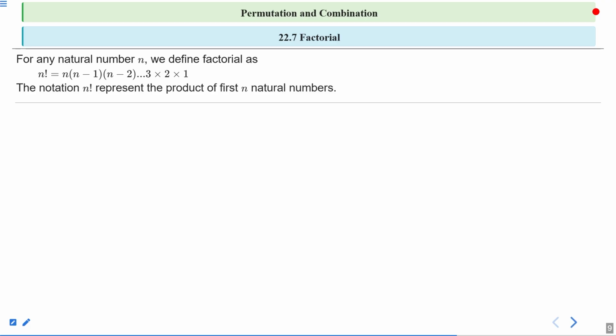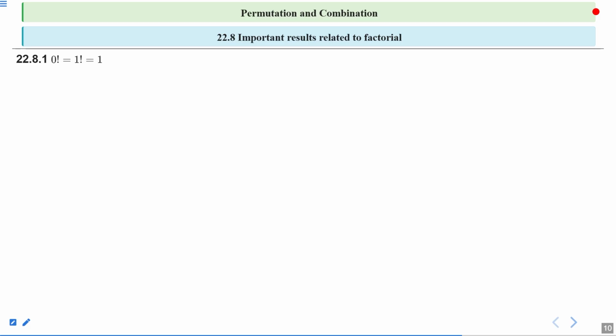Factorial: for any natural number n, we define factorial as n factorial equals n into n minus 1 into n minus 2 dash dash dash 2 3 2 1. The notation n factorial represents the product of the first n natural numbers. Important results related to factorial: 0 factorial equals 1, and 1 factorial also equals 1. Factorial of negative integers and fractions are not defined.